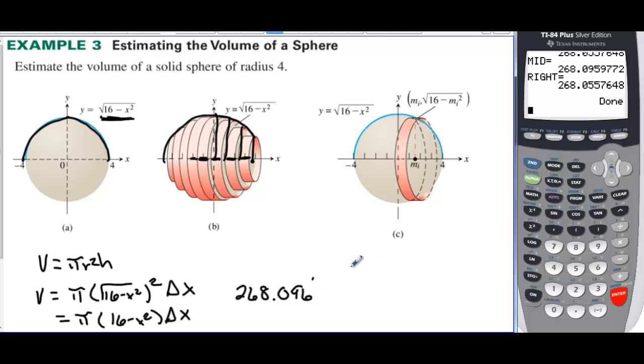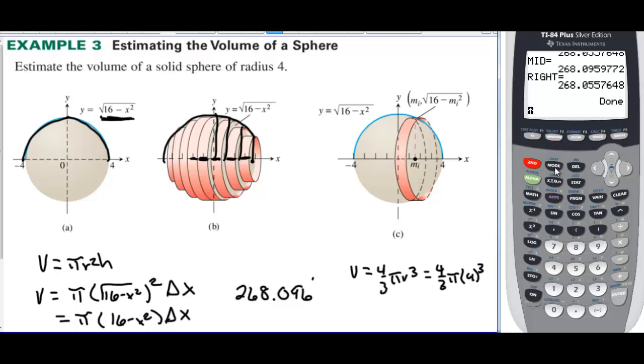Well, we know the volume of a sphere. It is 4/3 pi r cubed. And that's equal to 4/3 pi times 4 cubed. Let's see what that answer is. 4/3 times pi times 4 cubed, which is 64. We get an answer of 268.083. So it's a very close estimate using 100 subintervals.